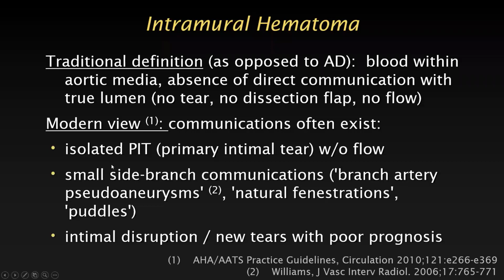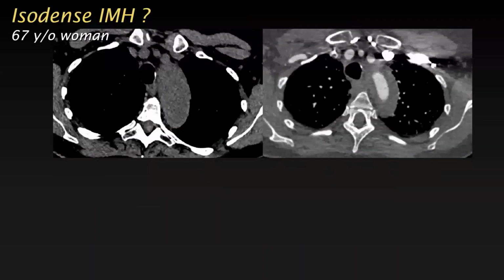And those could either be probably small primary intima tears, it could be these small side branch communications or branch arteries, pseudoaneurysms, or natural fenestrations, which are relatively benign, and we have to expect them because if a side branch pre-exists, there has to be a little hole if that wall gets torn off. And if we have larger lesions with intima disruptions or new tears, those usually have a worse prognosis than not. So that, I think, is really the main message of intramural hematoma imaging findings these days.